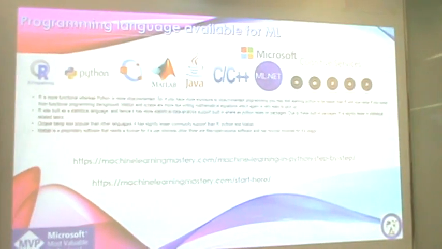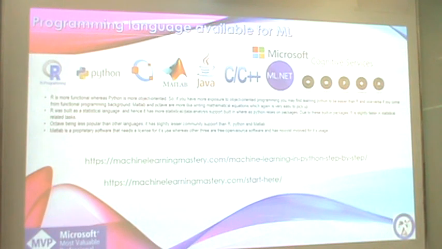So the programming languages. What programming languages are we using in machine learning? These are the four main programming languages we use for machine learning. One is the R programming language, the next one is Python, the next one is Octave, and the next one is MATLAB. So these are the four basic languages used for machine learning.